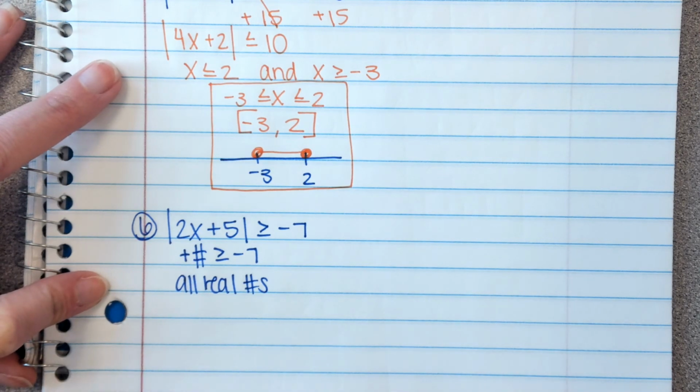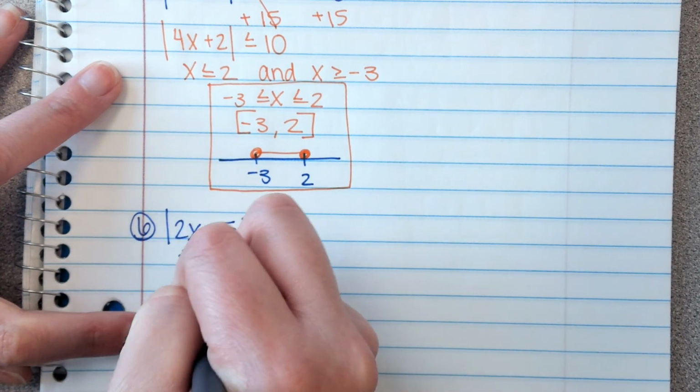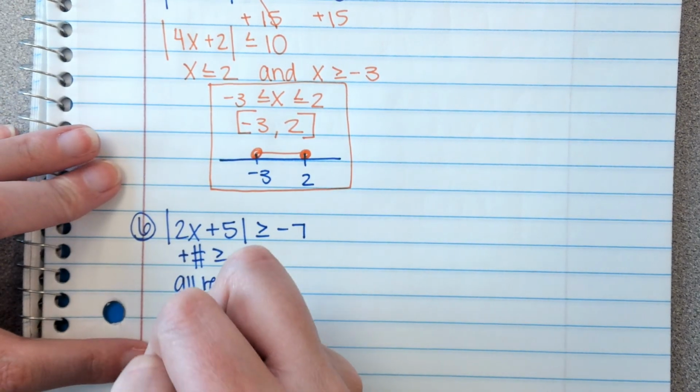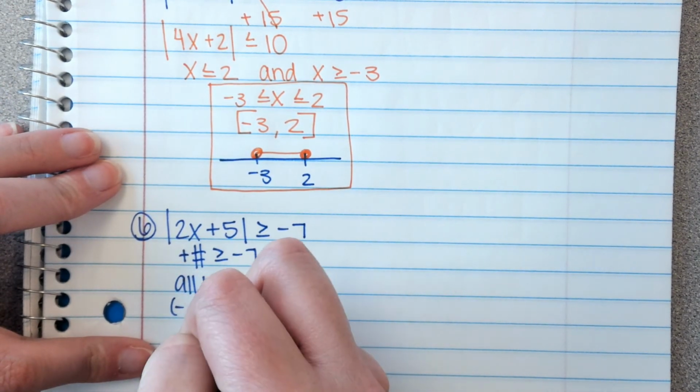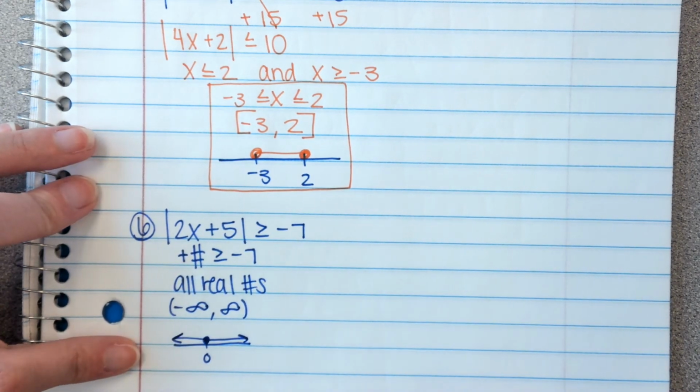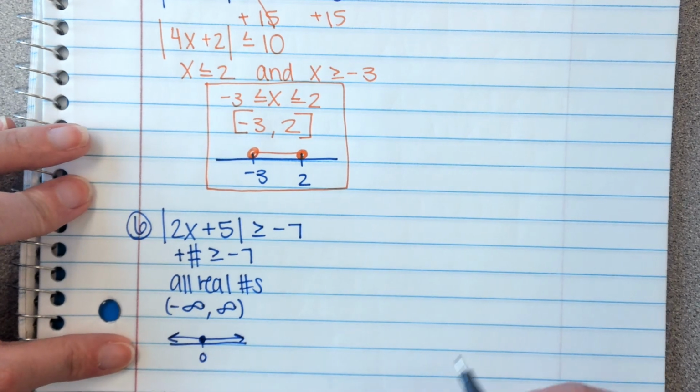And if you were going to put that in interval notation, you'd have negative infinity to positive infinity. And on your number line, it would just be arrows everywhere. Arrows are shading everywhere. Okay?